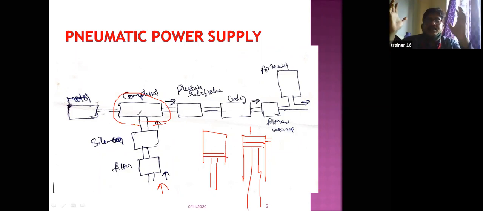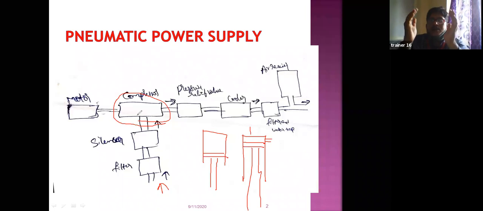If it sucks this much amount of volume of air, it sucks and then it gets compressed. Once the air gets compressed, what happens? The volume decreases, the pressure increases, the temperature increases. See here, the parameter you have to observe: the pressure increases. Once this much amount of volume is compressed, what happens automatically? The pressure of that compressed air increases.